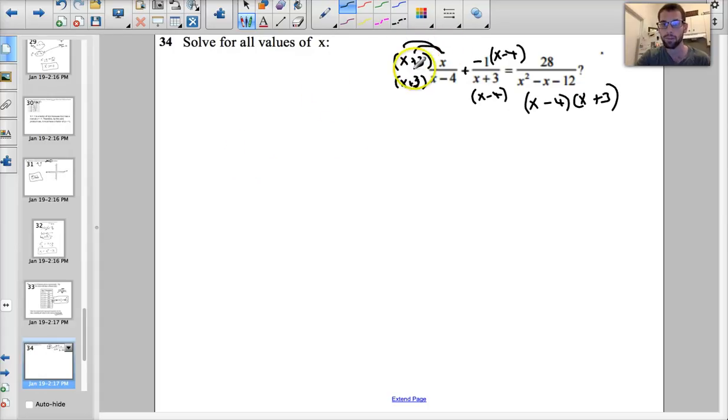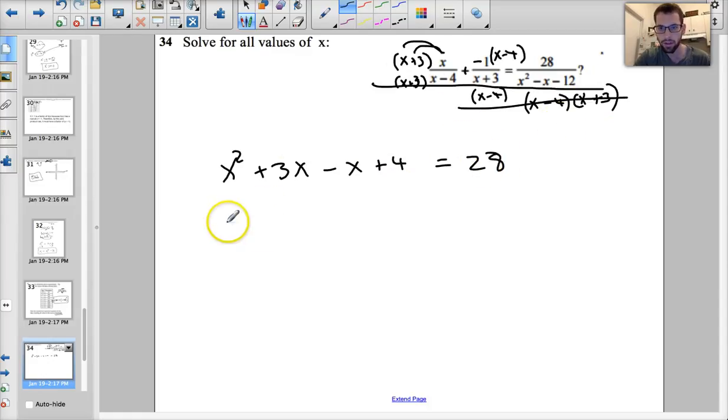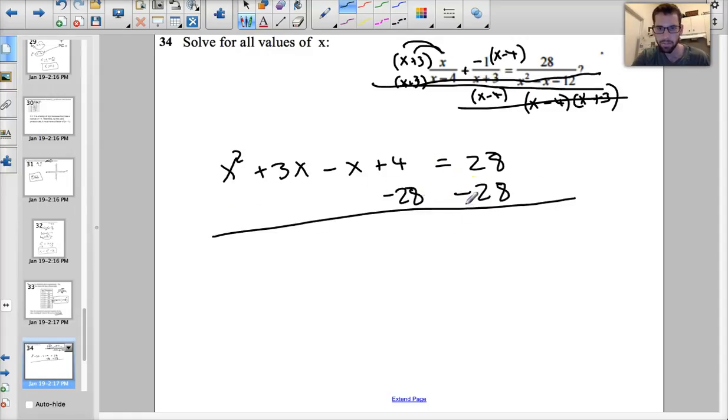Now, I'm going to distribute. I get x squared plus 3x. Then I distribute the -1. I get -x plus 4 equals 28. I can cross out my denominators because they all match now and just not worry about them at all. Okay, I want to combine like terms, get everything on one side and factor. So I'll do that both in one step just to make it a little bit quicker and easier. Those cancel, so I'm left with a 0 on this side. Then x squared, 3x minus x gives me a positive 2x. 4 minus 28 is -24.